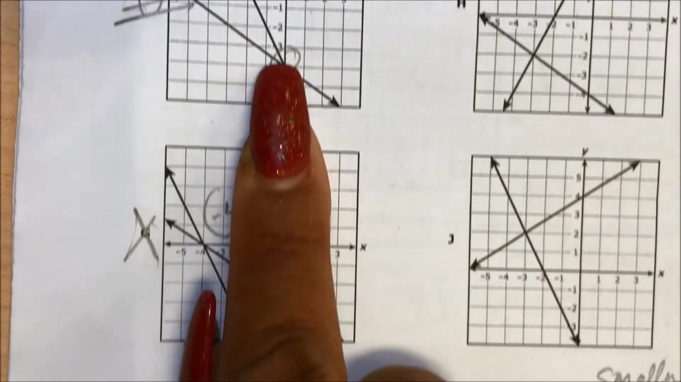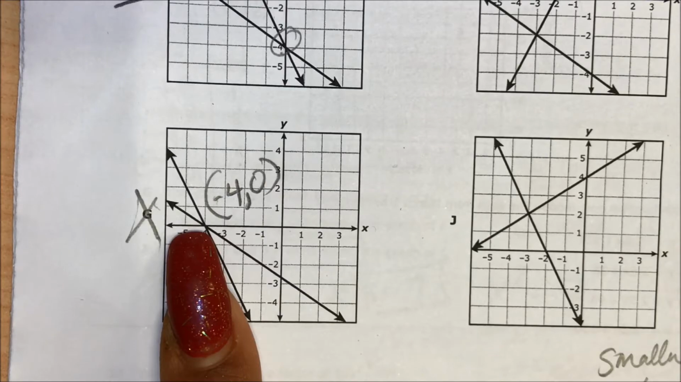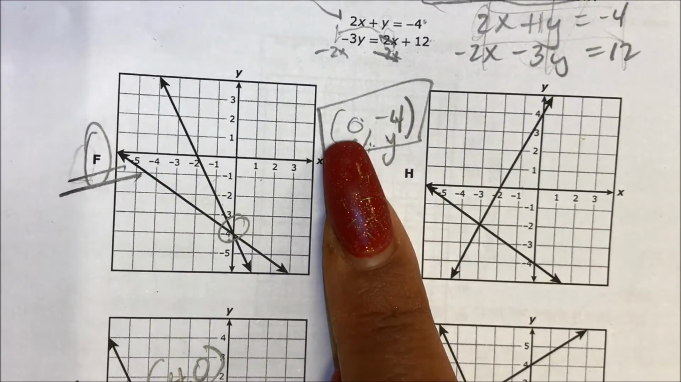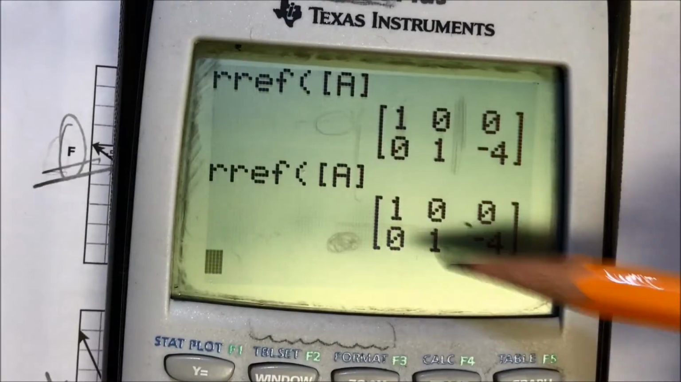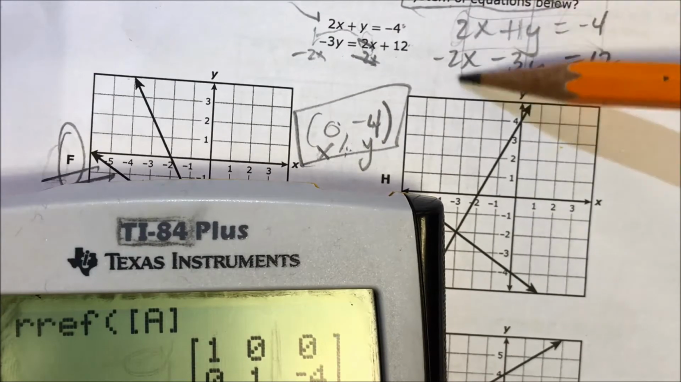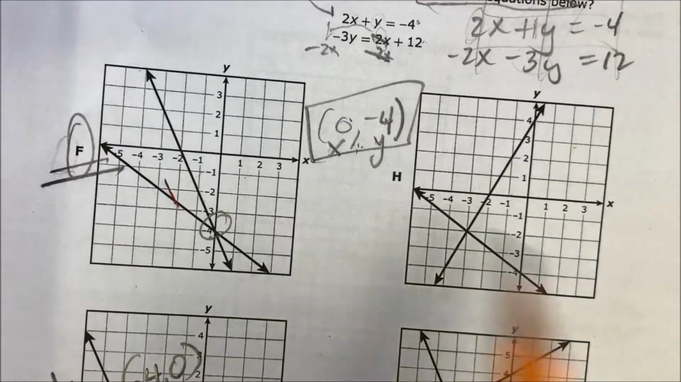Be very, very careful. The negative 4 cannot be on the x-axis because in the x spot was the 0. And we know that because we put x's in this column, and you can look and see x's are in this column, y's are in this column. So that's how I got this answer. The answer is F. We're going to move on.